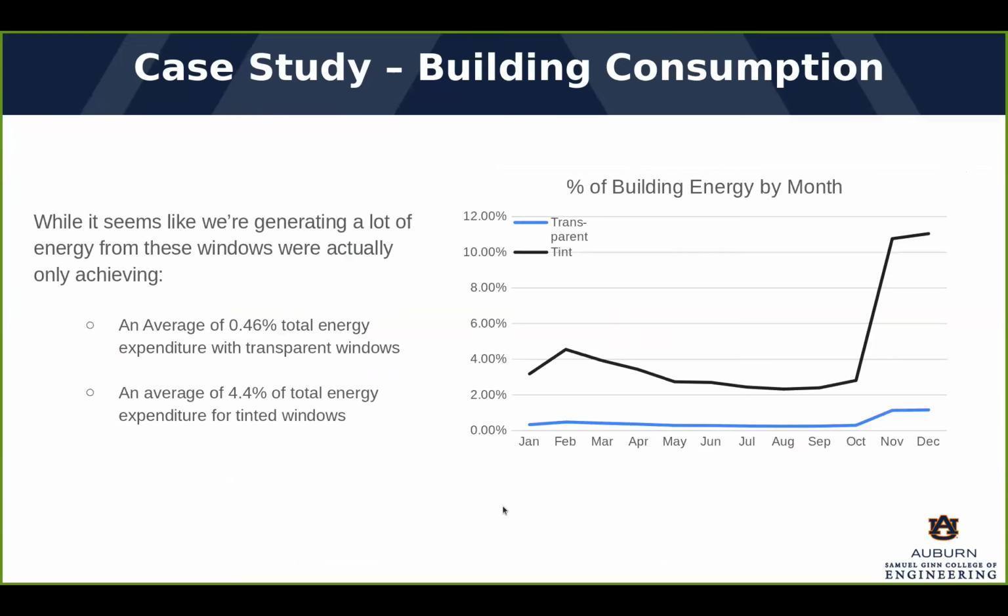So if we were to implement this with transparent windows, we're looking at being able to supply 0.5% of the total energy expenditure based on that last table. And if we were to use the tinted windows, we could get just a little bit above 4% across the entire year. Some months are better than others, depending on how much energy we're able to produce in that month based off those insolation tables and how much energy we use, which depends a lot on how hard the HVAC systems have to work.